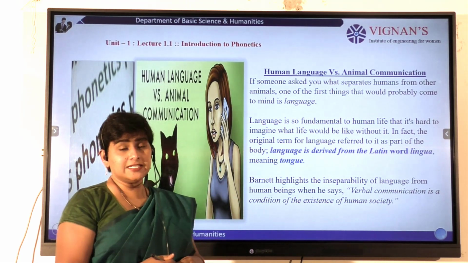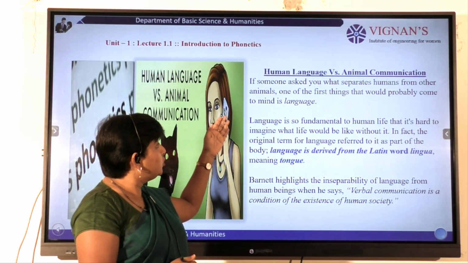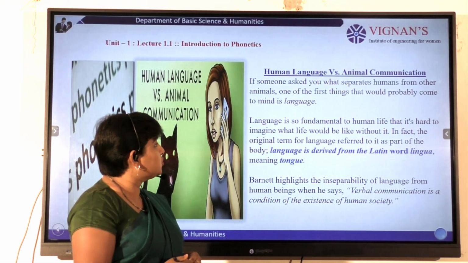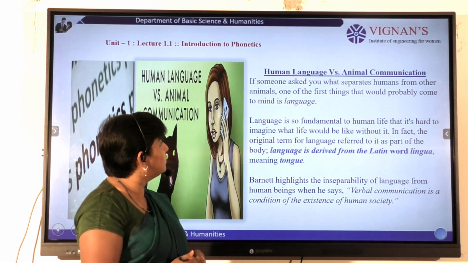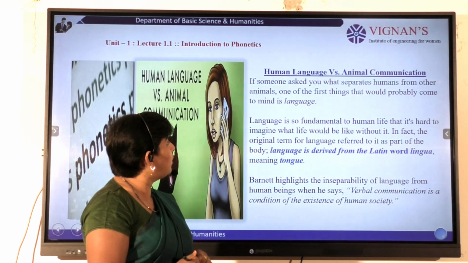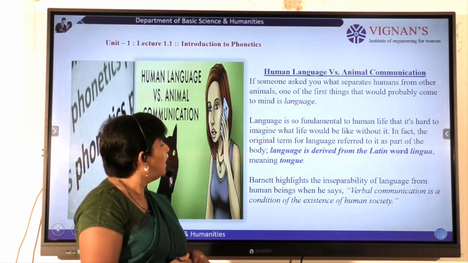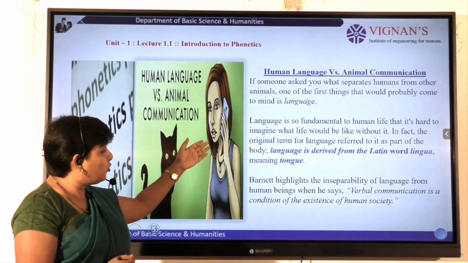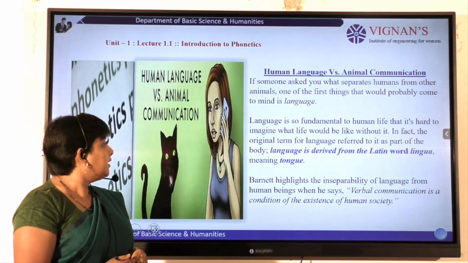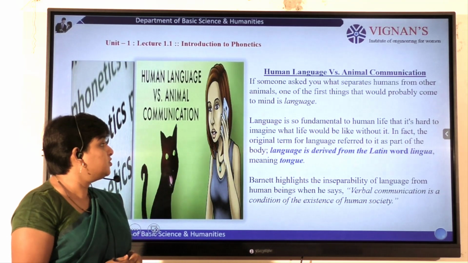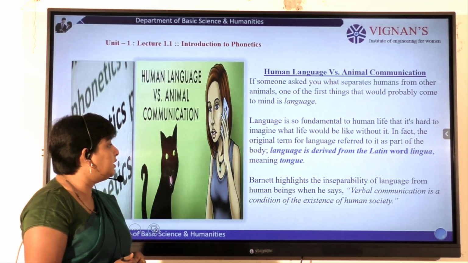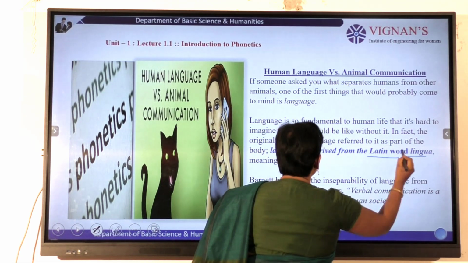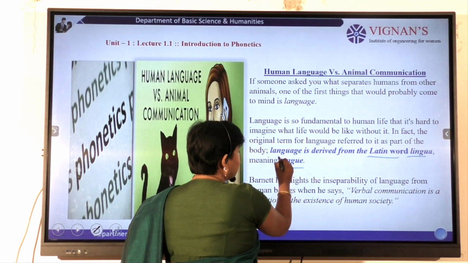Now, moving on to this slide. Now, let us look into human language versus animal communication. If someone asks you what separates humans from other animals, one of the first things that would probably come to mind is language. Language is so fundamental to human life that it is hard to imagine what life would be without it. In fact, the original term for language refers to it as a part of the body. Language is derived from the Latin word lingua, which means tongue.